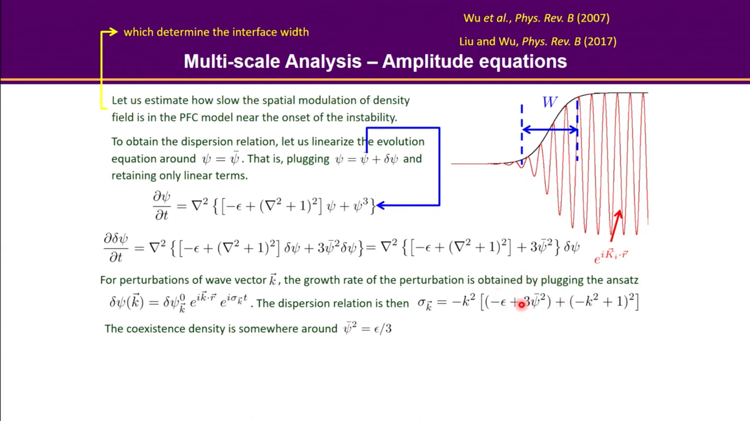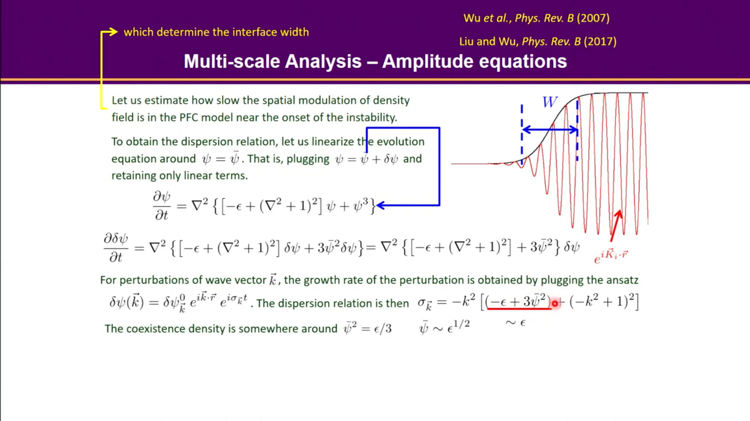So on the solid side, it can excite the unstable mode. But in the liquid, every mode is stable. Because of the phase separation, you know psi bar must be around the square root of epsilon over 3. So whenever you pick a certain value of epsilon in the PFC, you immediately know that if there's solid liquid coexistence in the system, the mean density is roughly on the order of the square root of epsilon.